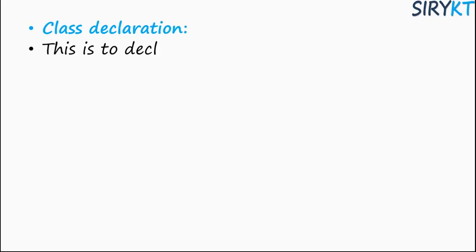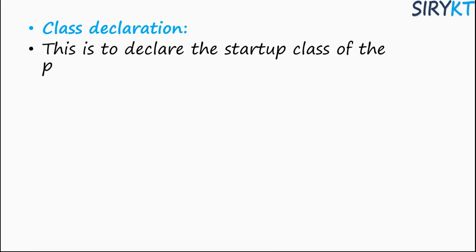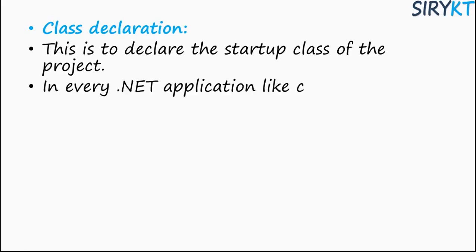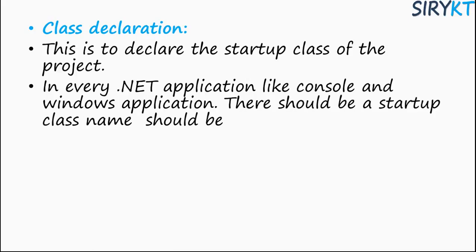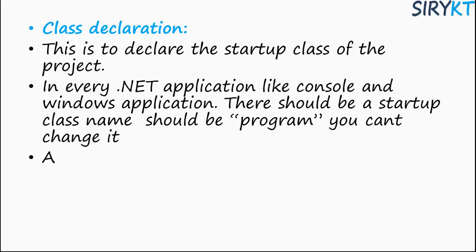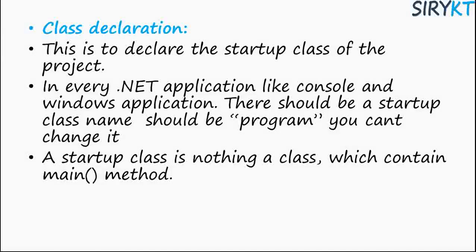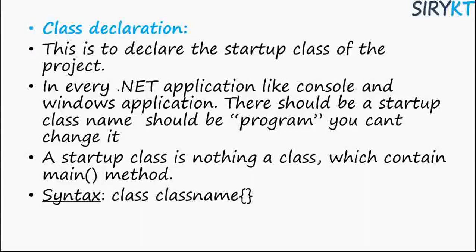Class declaration. In this, we will discuss how we declare a class in the C# language. This is to declare the startup class of the project. In every .NET application like a console or web application, there should be a startup class, and its name should be Program. You cannot change it. It is declared by default by the platform. The startup class is nothing but a class which contains the main method. The syntax is: class, class name, curly brackets.